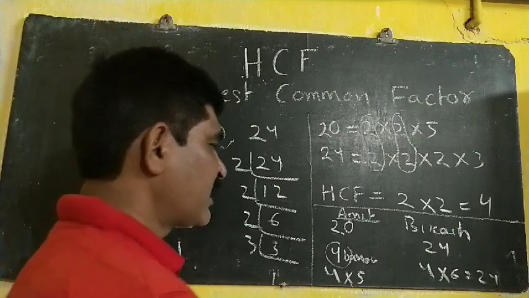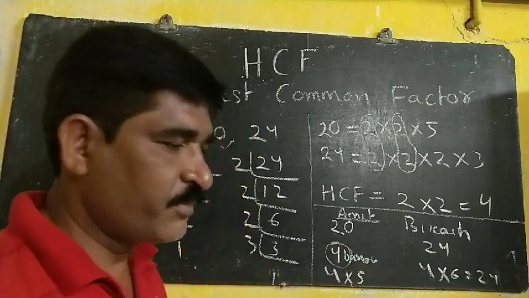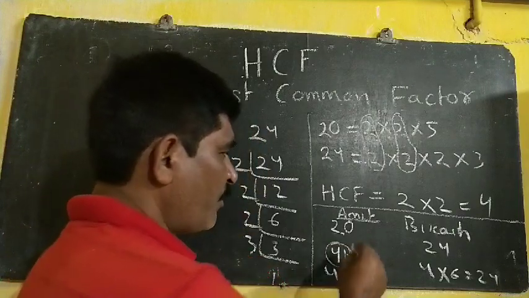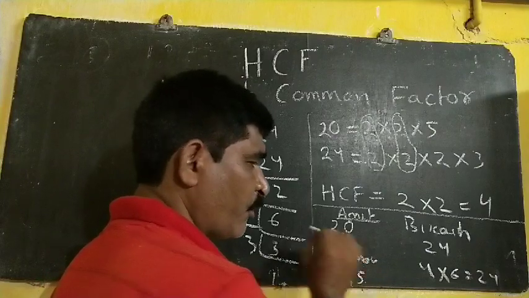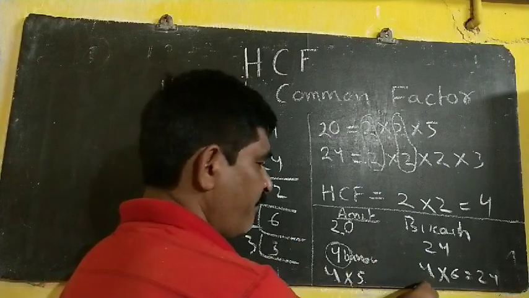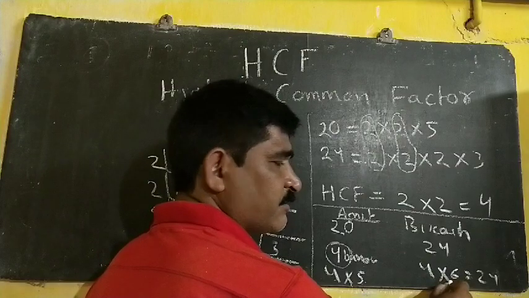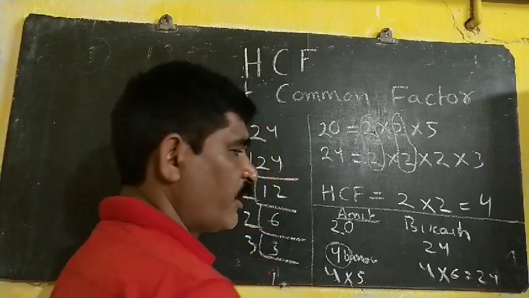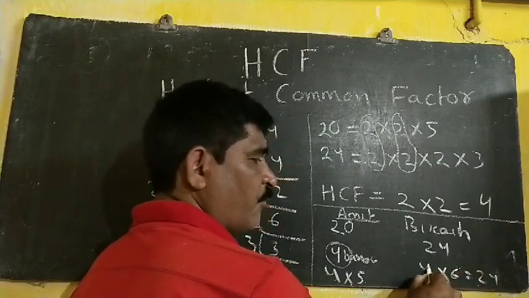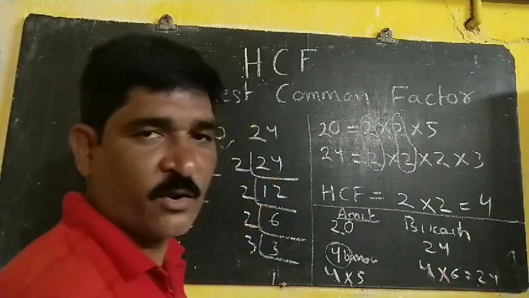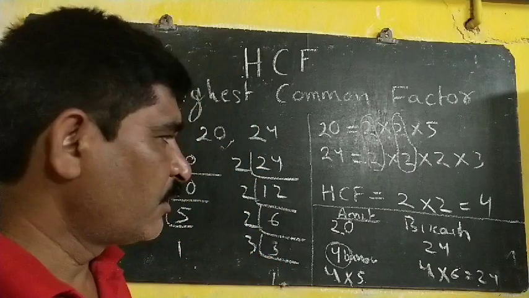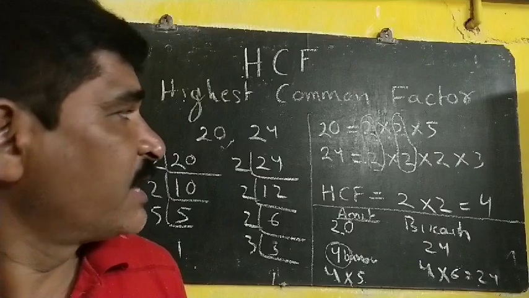No doubt the answer is 4 students. If 4 persons are there, Amit gives 5 chocolates to each, 4 fives are 20, and Vikas can give 4 into 6, 24. Because 6 chocolates to each of 4 students, 24 chocolates will be there. So this is the use of our HCF.